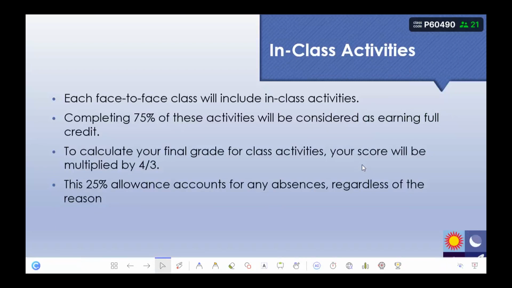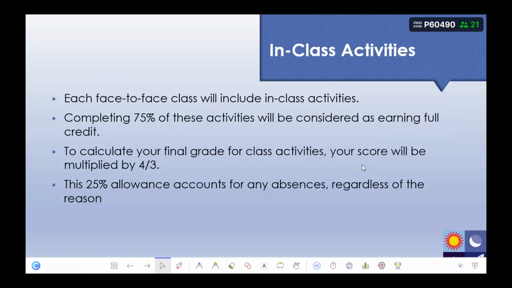In-class activity. You remember I said the attendance policy? For each lab class, we do an in-class activity, and this in-class activity has 5 points. What does it mean? If you come to all classes and participate in the in-class activity, don't worry about being wrong or right, just participate. You will get 5 points out of 100.